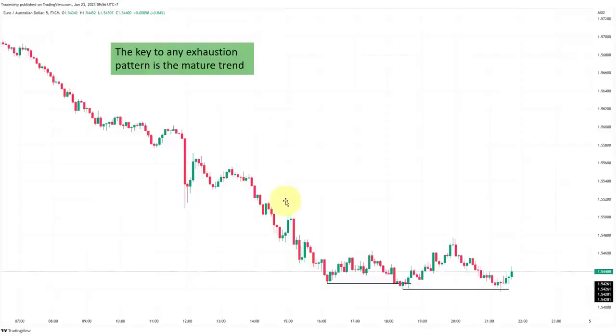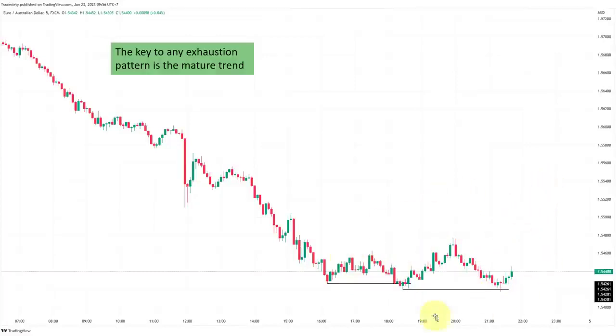But let's take a look at the triple tap. In this example, the key here is the long mature downtrend. For any exhaustion pattern, the key is always the trend maturity. The longer a previous trend has been going on, the higher the likelihood that at one point, given the right circumstances and given the right signals, you will have a reversal.